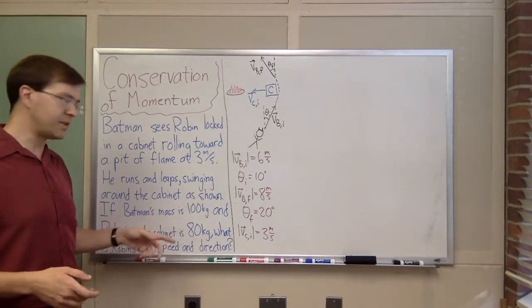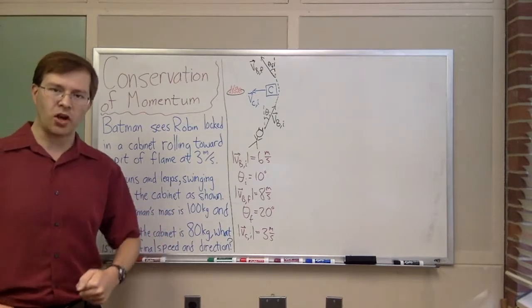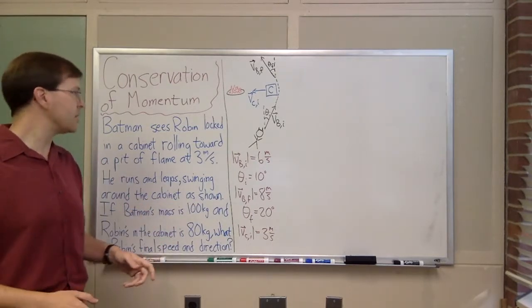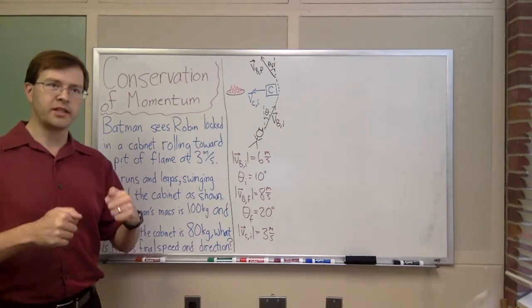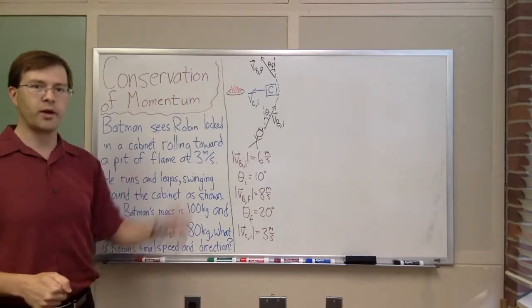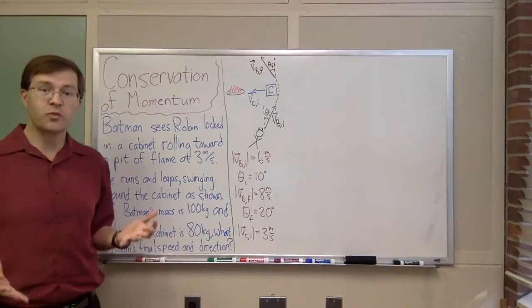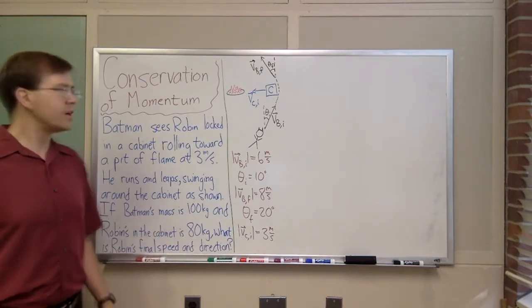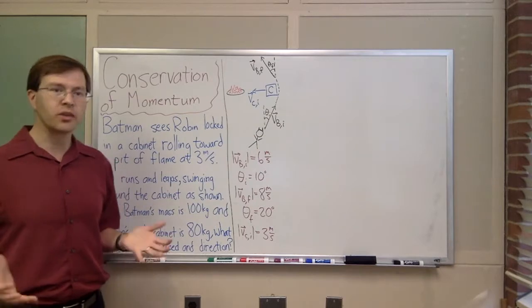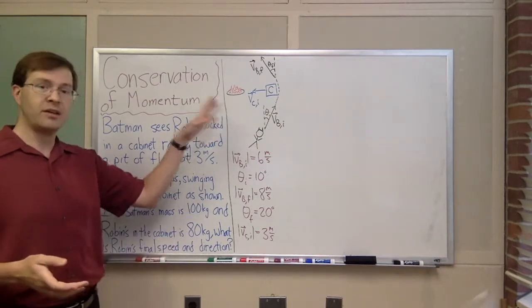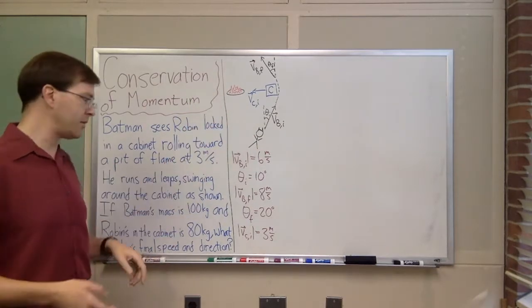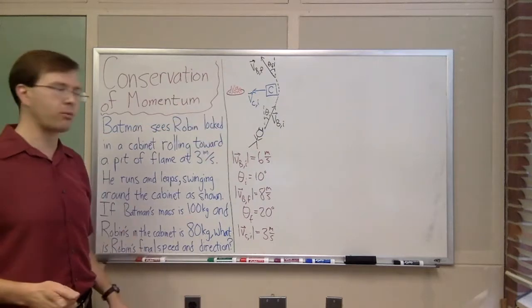Okay, I've given some data here. Batman's mass, including his armor and everything, is 100 kilograms. Robin is a bit more of a scrawny teenager and is locked into this lightweight but strong metal cabinet, 80 kilograms there. And so that's our data that we want to work with. So to solve a problem like this, one of the first things we should always do is draw a picture. Well, I've done that for us just to save some time and to illustrate the setup of the problem.